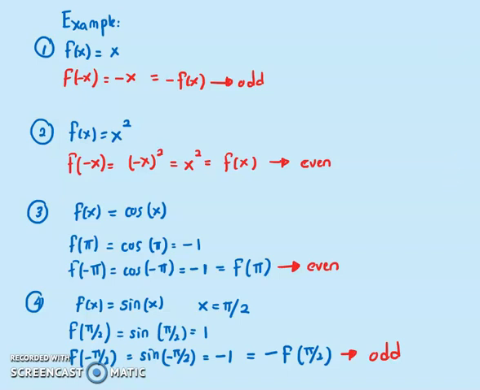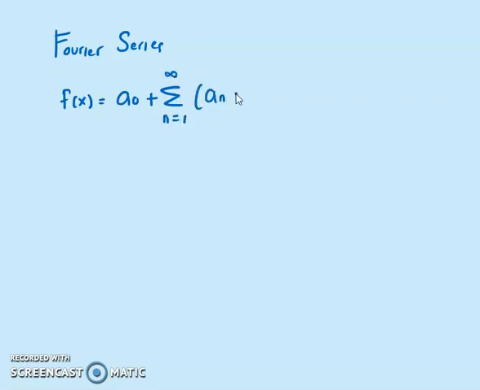Let's look at Fourier series now. A Fourier series for a periodic function is given by f of x equals a naught plus the summation from n equals 1 to infinity of a n cos nx plus b n sin nx. This is for a 2 pi period.